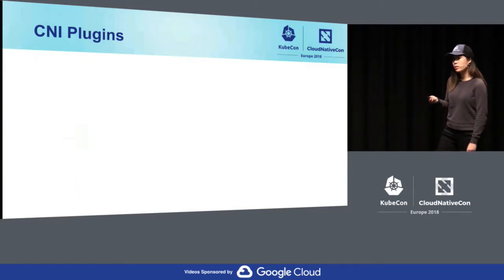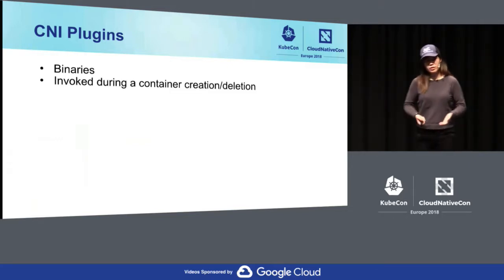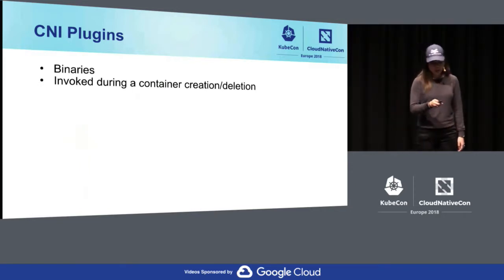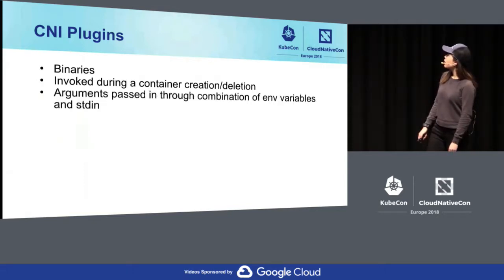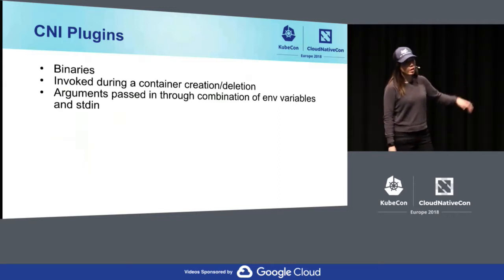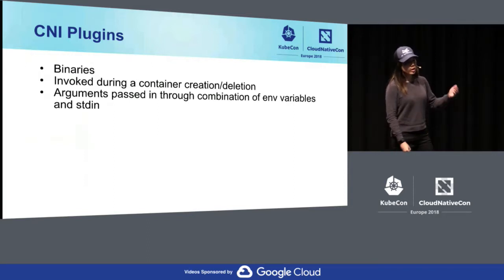So CNI plugins normally come in the form of binaries that you run. And they are invoked during a container create and delete, obviously, because you're doing the addition and deletion of your networking stack. And arguments, just at a high level, very quickly, for CNI are passed in through a mixture of environment variables and standard in, in the form of a JSON format, to say how exactly you want to set up your networking interface. And again, this is all documented in the CNI spec.